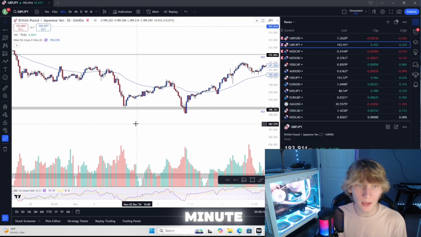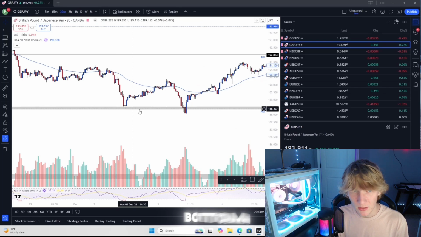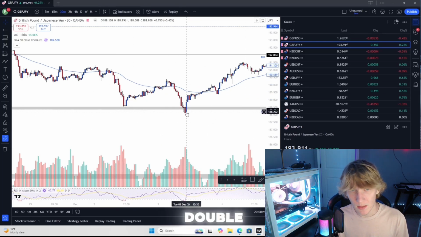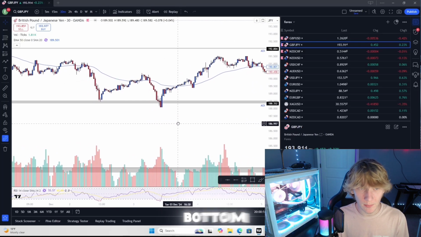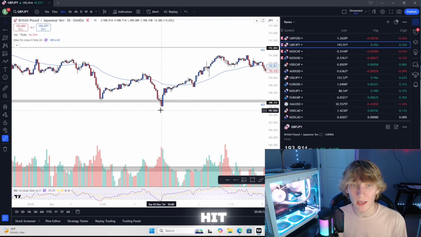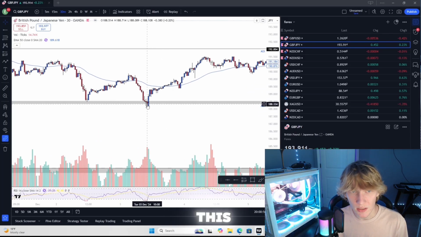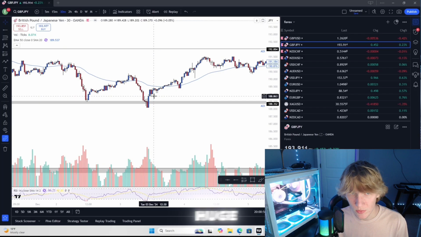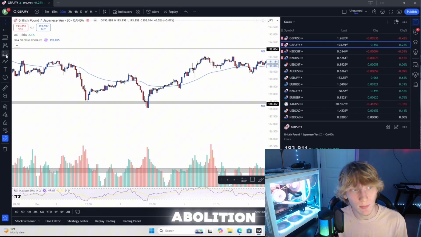Now we're on the 30-minute. We have somewhat of a double bottom. We kind of went a little bit lower on this double bottom, but we still had that double bottom, right? So for example, we hit this and we bounced, right? You see this red candlestick and we see this huge candlestick to the upside, which is a bullish engulfing.